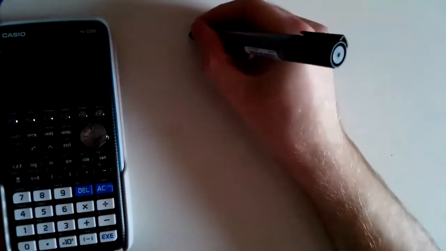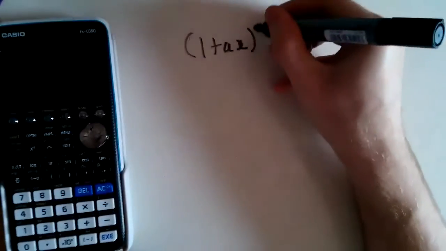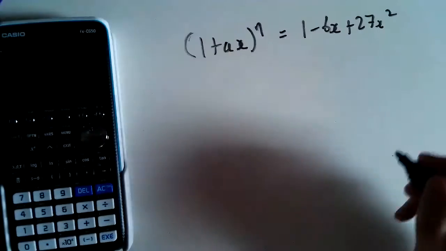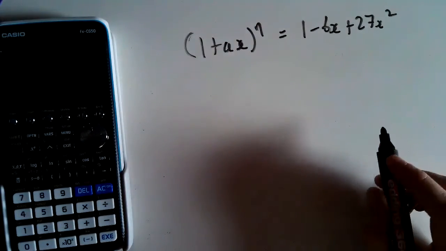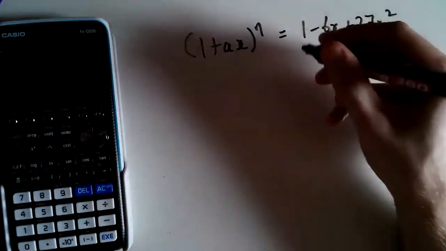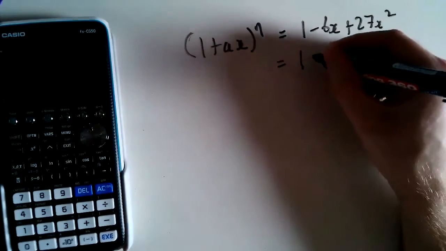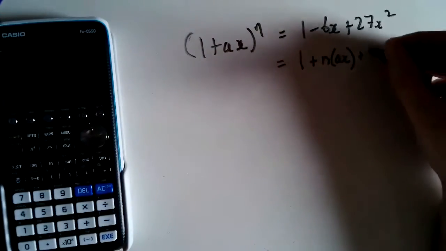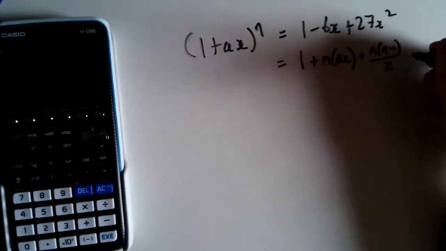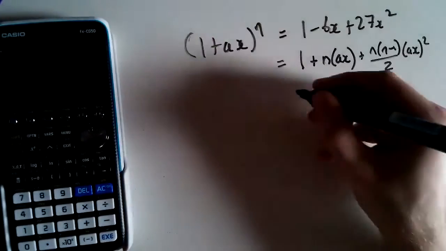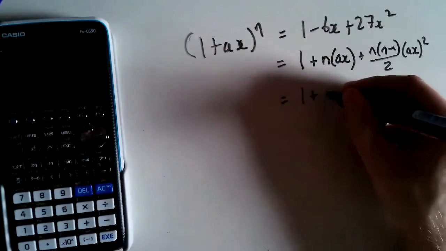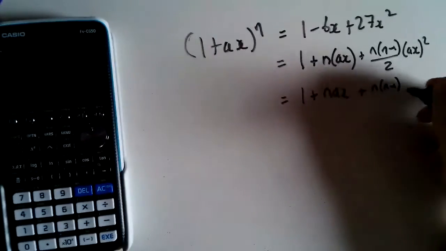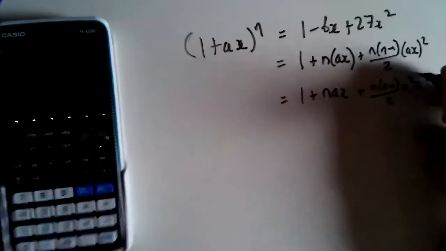Third one, so binomial starts 1 minus 6x plus 27x squared. We need to find a and n. Well, let's use the formula to start. It will be n times ax, plus n times n minus 1 over 2 times ax squared. So that will give us 1 plus nax plus n times n minus 1 over 2 a squared x squared.